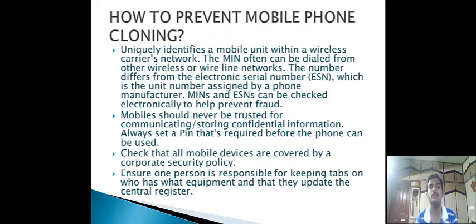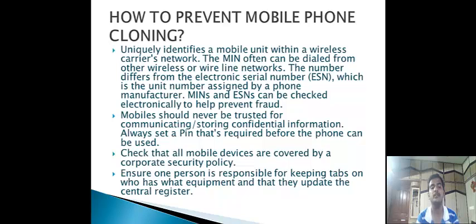How to prevent mobile phone cloning? And this is the most important part of this presentation. How to prevent our mobile phone from data theft. The MIN uniquely identifies a mobile unit within a wireless carrier's network. The MIN often can be dialed from other wireless or wireline networks. The number differs from the electronic serial number, which is the unit number assigned by a phone manufacturer. MINs and ESNs can be checked electronically to help prevent fraud.